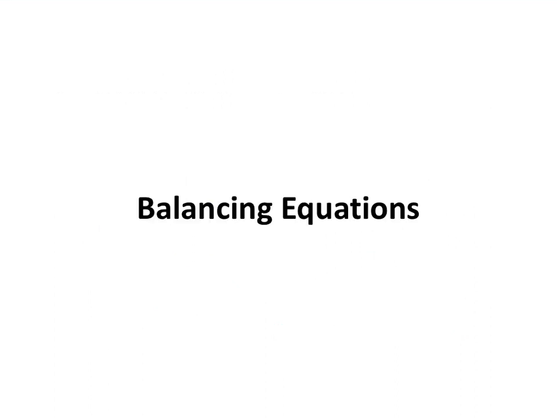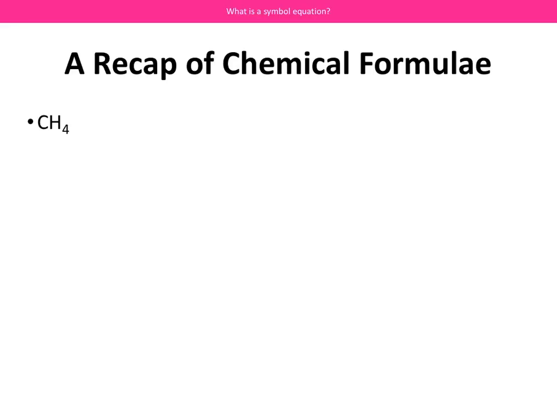So now we come to balancing equations. So this is the end of the topic. This is the culmination, I guess, of the work we've been doing on chemical reactions. Now, before we can really plow into balancing equations, we've got to make sure that we completely understand chemical formulae. That we understand what a formula like CH4 actually tells us in terms of how many of each type of atom there are.